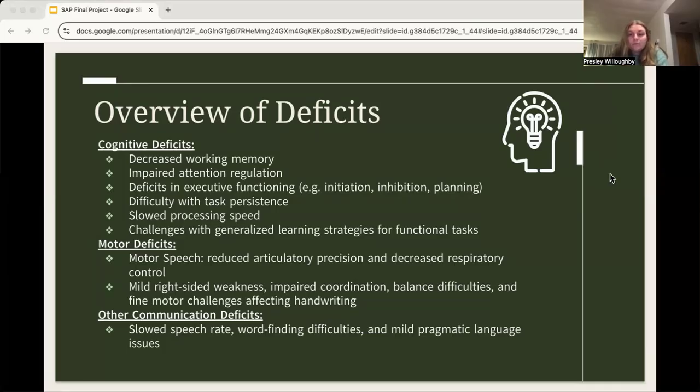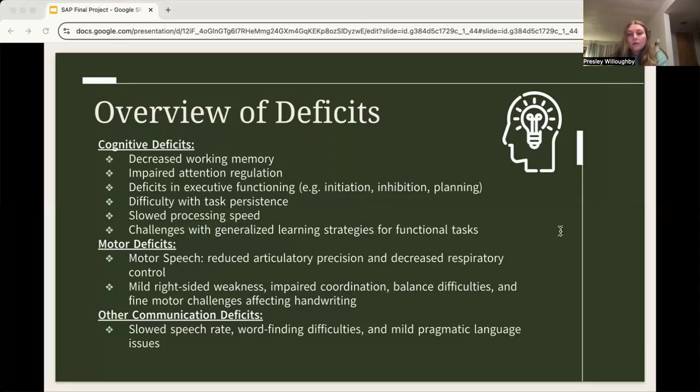Motorically, he demonstrates mild right-sided weakness, coordination challenges, and balance difficulties, along with fine motor impairments that affect his handwriting. These issues will impact his school tasks, such as note-taking or participating in activities that require some more precise coordination. Communication deficits include reduced articulatory precision and decreased respiratory control, resulting in occasional reductions in speech intelligibility, especially when he becomes fatigued. He also exhibits slowed speech rate, word finding difficulties, and mild pragmatic deficits, such as challenges with interpreting nonverbal cues, staying on topic, and managing conversational turn taking.